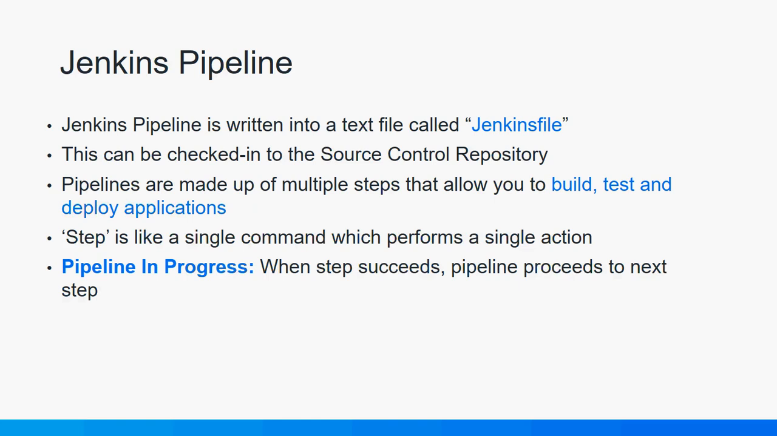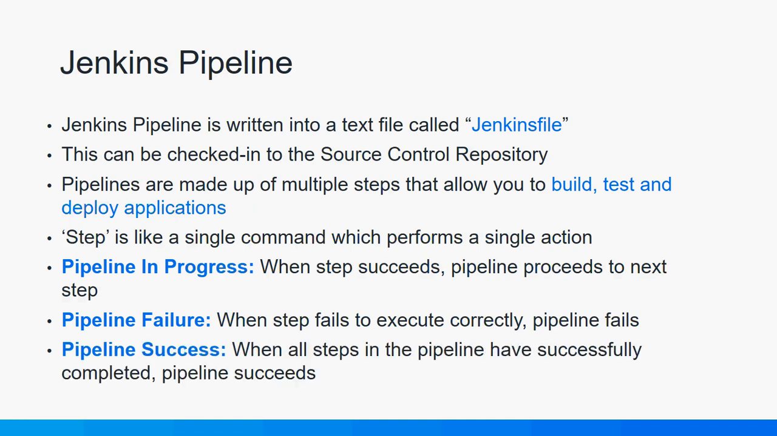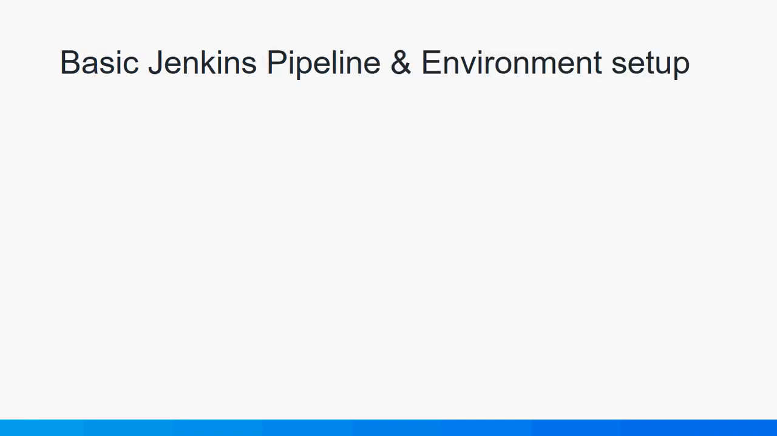And there are different stages, so you can say the pipeline in progress is at one stage, basically each step. When a step succeeds, the pipeline proceeds to the next step. And whenever a step fails to execute correctly, or there are some infrastructure problems as well, the pipeline fails and comes out of it. So if all the steps in the pipeline are successfully completed, then only the complete pipeline succeeds. I will have this covered in the demo.